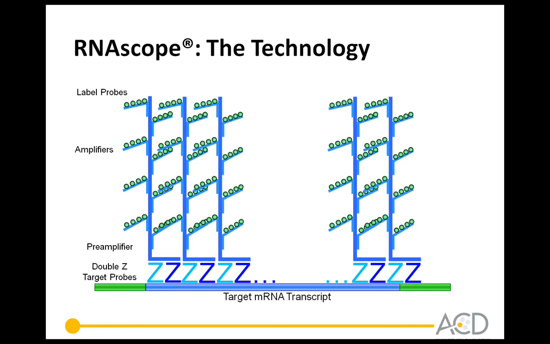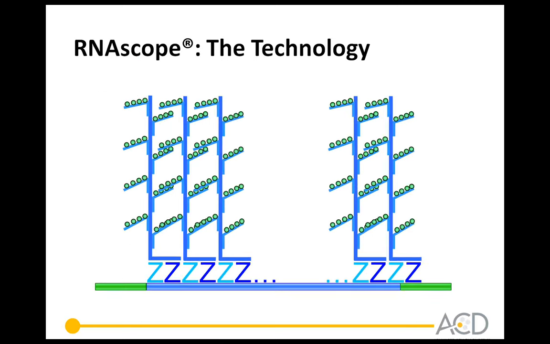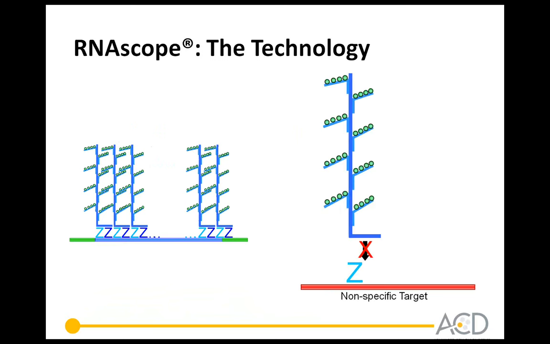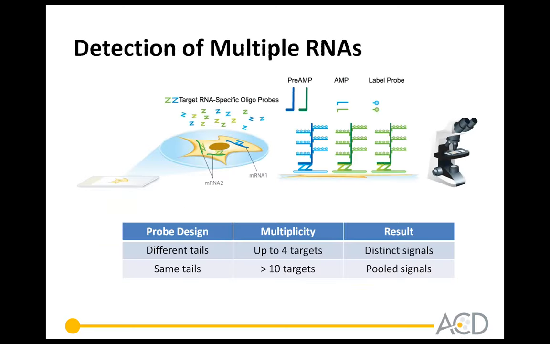What's important, if you advance to the next slide, Florian, is that if only one half or the other of the double Z probe pair binds non-specifically, no amplification occurs. And this is how we get simultaneous amplification of the signal paired with specificity that is essential for achieving single molecule detection. Next slide.